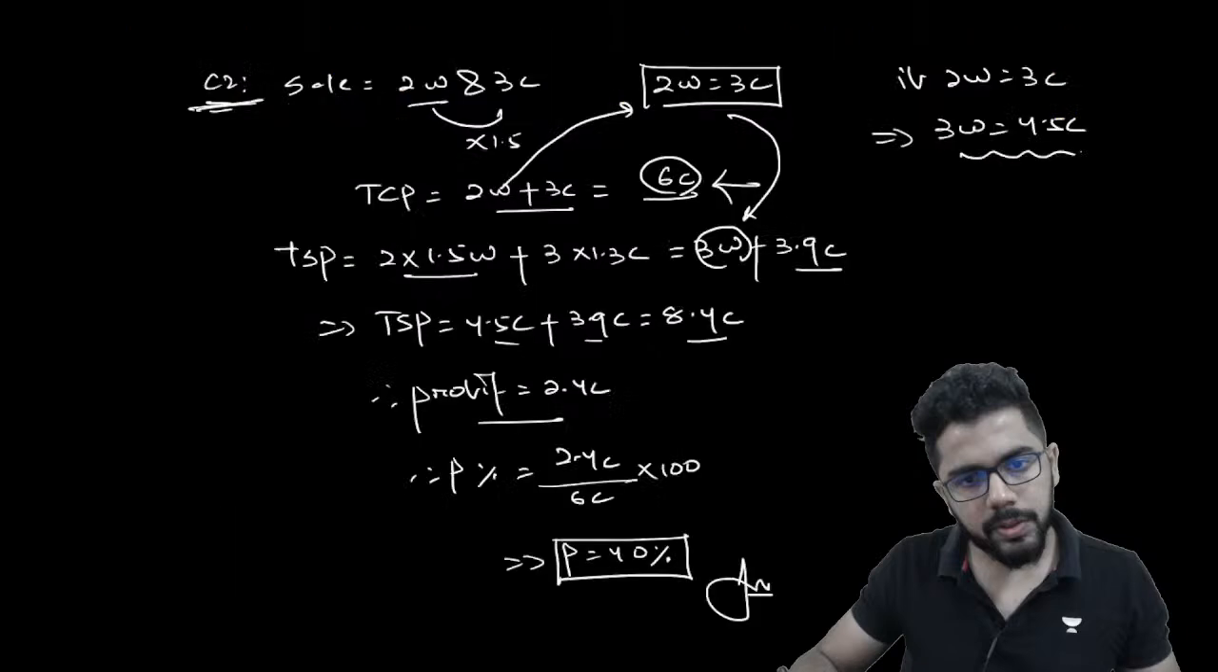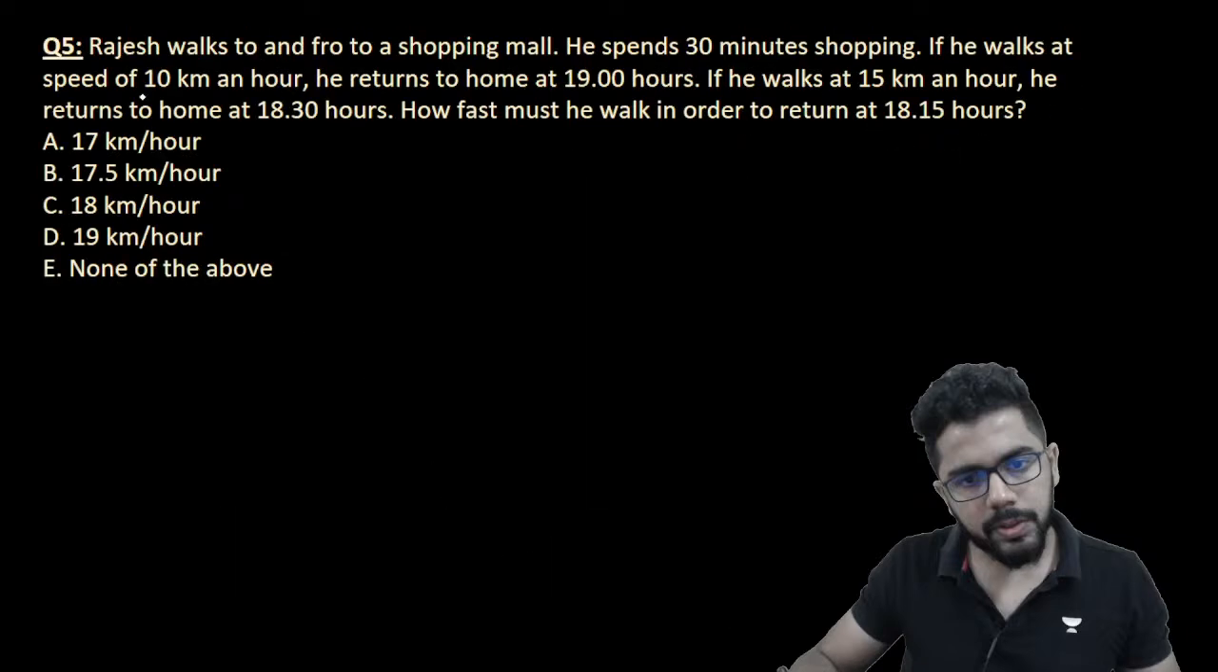Alright, let us go to the next one. CSC का question, very easy question again. Rajesh walks to and fro to a shopping mall. He spends 30 minutes shopping. If he walks at a speed of 10 kilometers per hour, he returns home at 1900 hours, में 7 PM. तो इस shopping mall से home आ रहा है, वो कितना distance हमें पता नहीं, but वो घर पहुंच रहा है 7 PM को, 1900 hours.